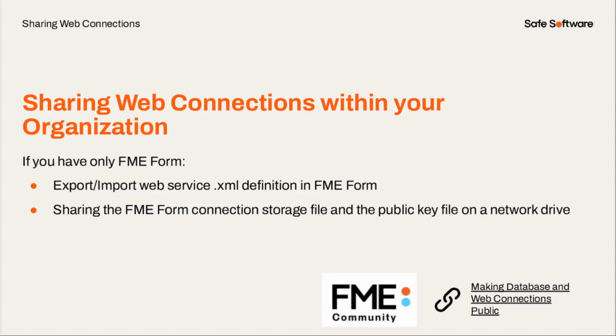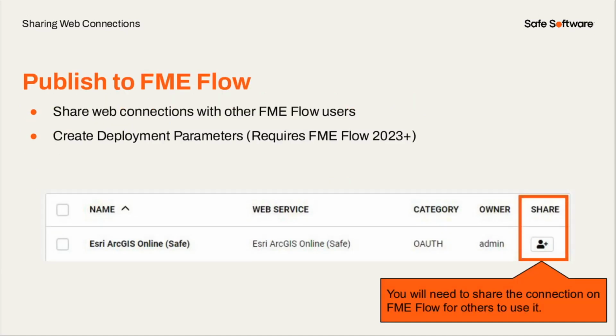That's linked on the slide down below, but certainly FME Flow will give you many more options for sharing your web connections. So when you publish to FME Flow, you can do things like create deployment parameters. Anyone publishing workspaces up to Flow can use your connection provided they have access to it. So when you do publish a connection to Flow, you do need to share it, what we see on the screen here, so that others can access it and use it.